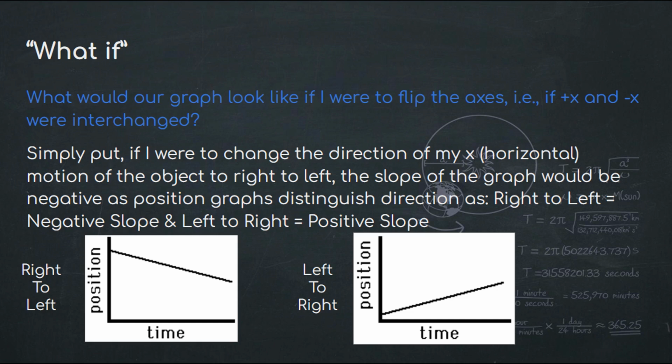So what would our graph look like if I were to flip my x-axis? Simply put, if I were to change the direction of my x or horizontal motion of the object to right to left, the slope of the graph would be negative, as position graphs distinguish direction as right to left being a negative slope and left to right being a positive slope. This is represented graphically below.